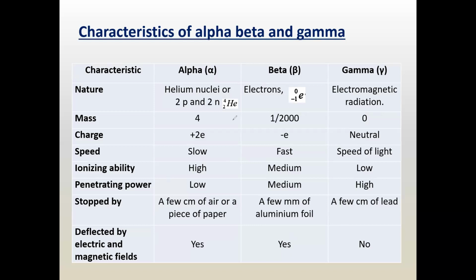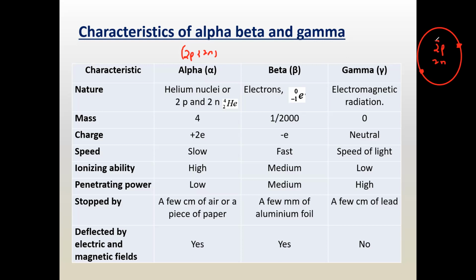So what is the nature of alpha? Basically, alpha consists of two protons and two neutrons. So alpha is a combination of two protons and two neutrons, and this resembles helium, because in a helium nucleus we have two protons, two neutrons, and around the nucleus there are two electrons. So two protons, two neutrons, and two electrons are there.